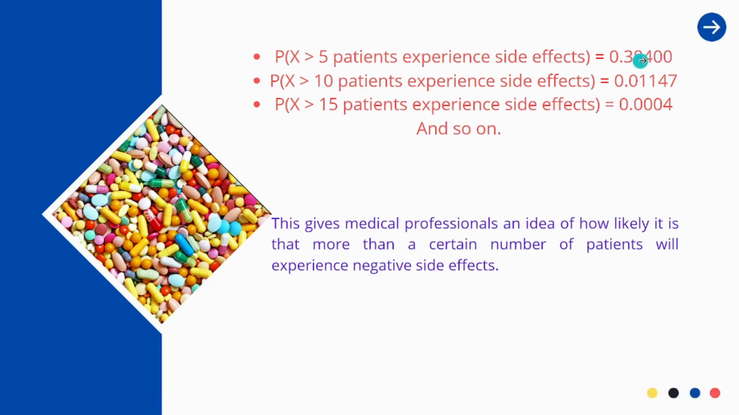Here it is also 0.38400. P(x > 10) is 0.01147 and P(x > 15) is 0.0004 and so on. So this gives medical professionals an idea of how likely it is that more than a certain number of patients will experience negative side effects.